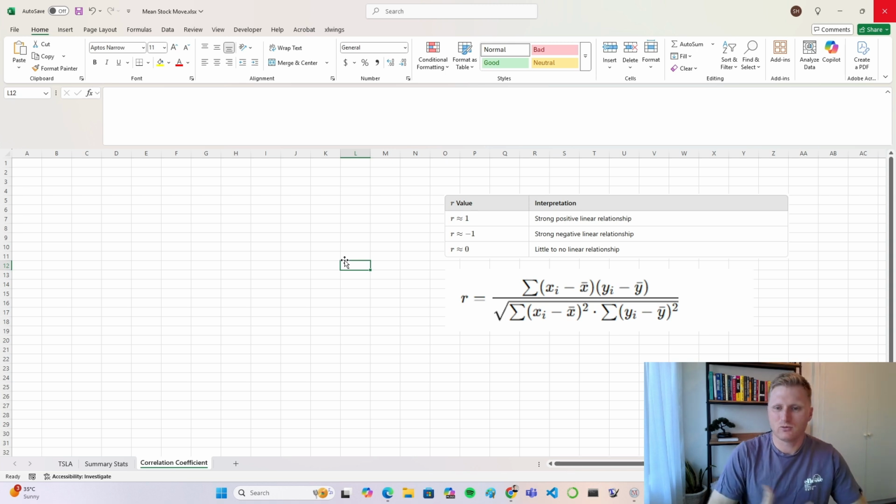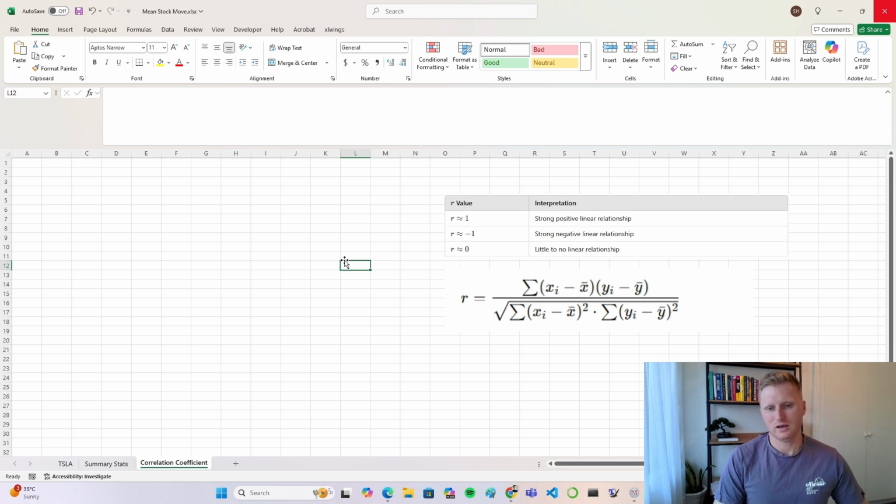And after all this calculation, it's going to give us a number. And on the screen here, we've got an R of approximately 1, and that's a strong positive linear relationship. So that basically means that the stocks are moving in tandem. If one's going up 10%, the other one's moving 5%. If it's going down 10%, the other one's going down 5%, and so on and so forth. It's a perfect, strong linear relationship.